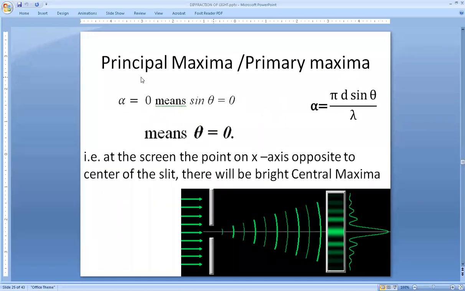Okay, so alpha equal to 0. Now I'm trying to interpret what alpha equal to 0 means. You can see alpha equals pi by lambda d sin theta. Lambda is not 0, pi is not 0. Anyway, d cannot be 0 because if d equals 0, there is no slit. As we know that there exists a slit, d cannot be 0. The only possibility is sin theta tending to 0.